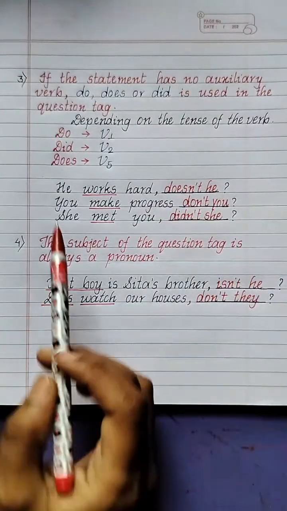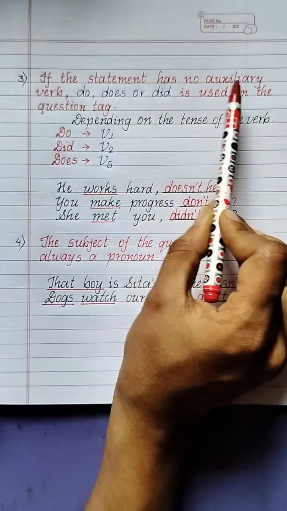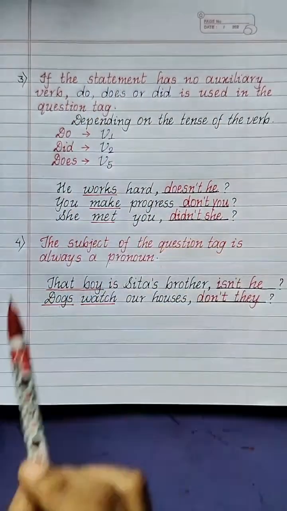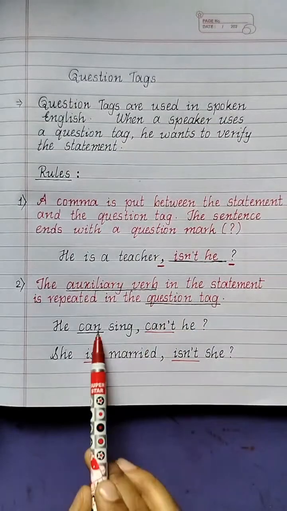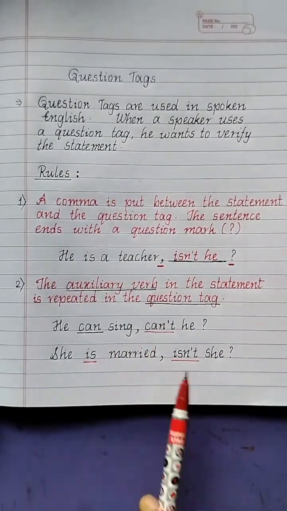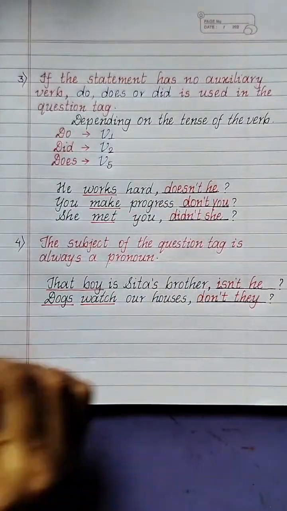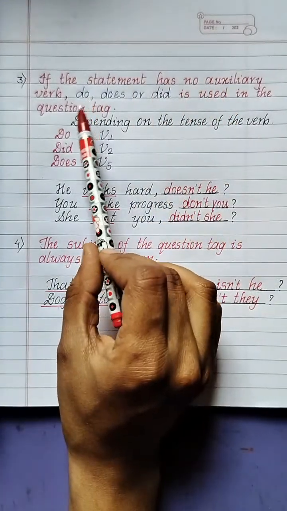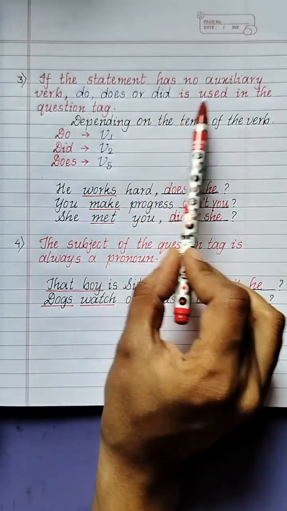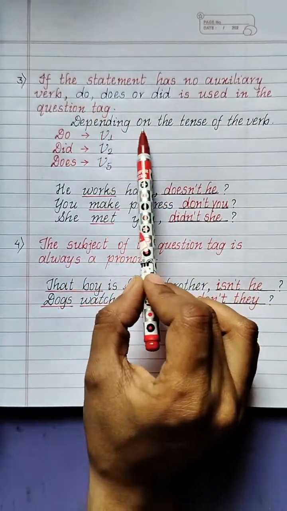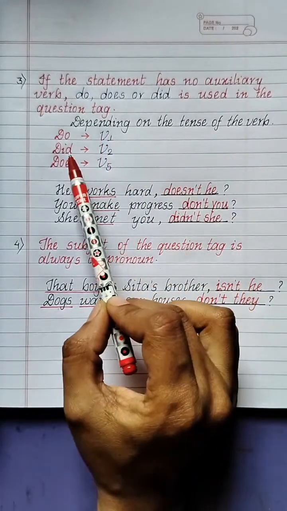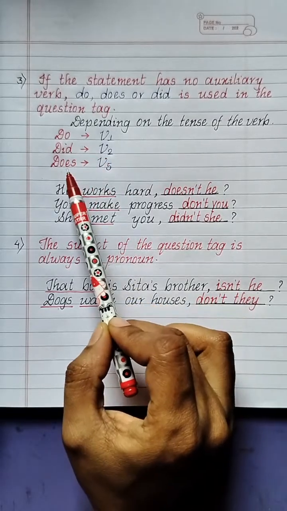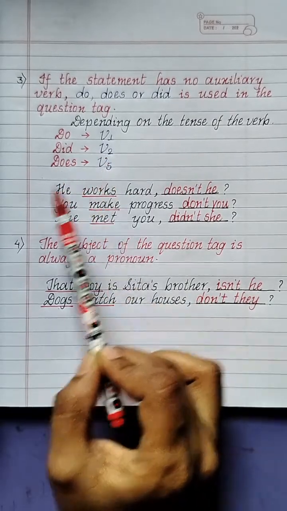Okay. According to the third rule, if the statement has no auxiliary verb... right now we learned that if there is an auxiliary verb, we use the same auxiliary verb as a tag. Now, if there is no auxiliary verb, what to use? Do, does or did is used in the question tag, depending on the tense of the verb. Do is used if the verb is V1, did if it is V2, does if it is V5.